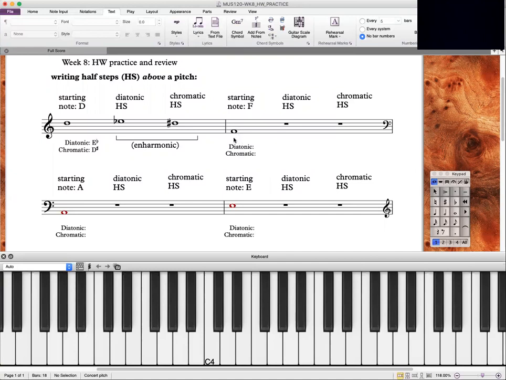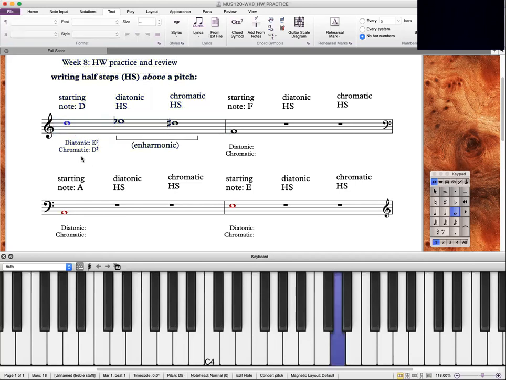If you haven't seen the other videos that I've made about half steps and whole steps, please check those out first. This is just going to go over the process of the exercises on the homework. So if you take this first example that I have written out here, I've labeled some things.